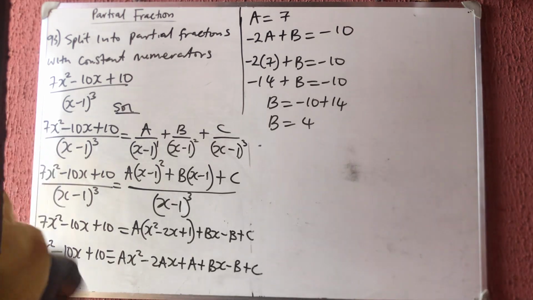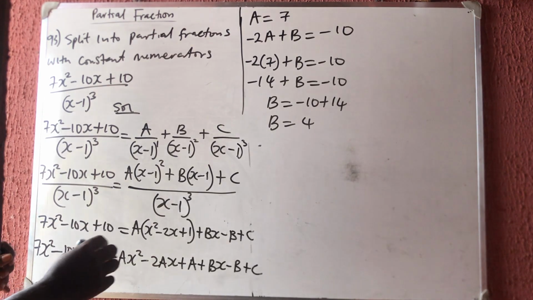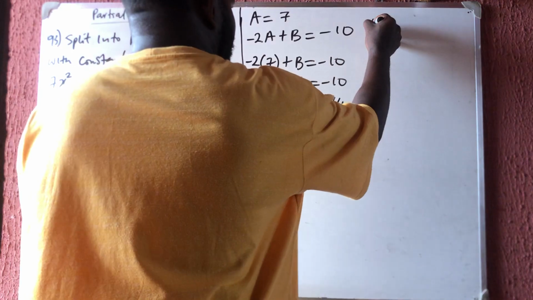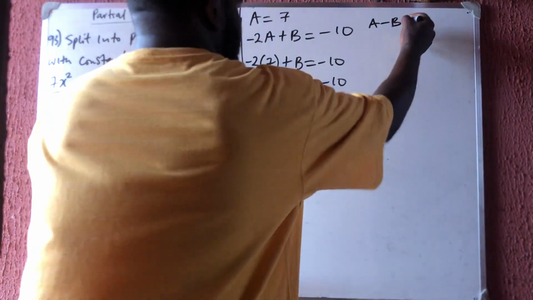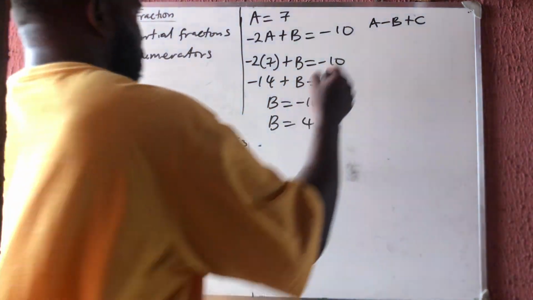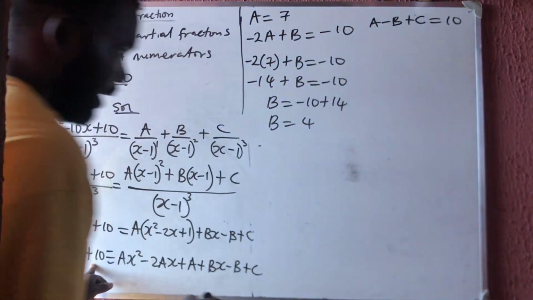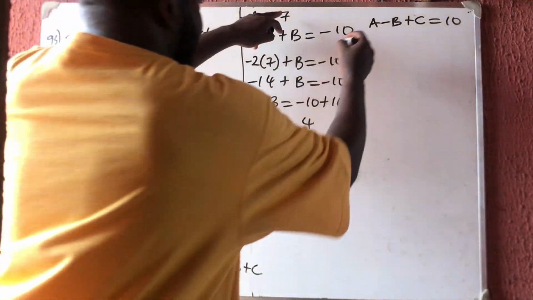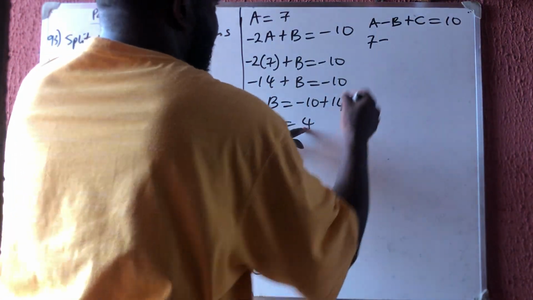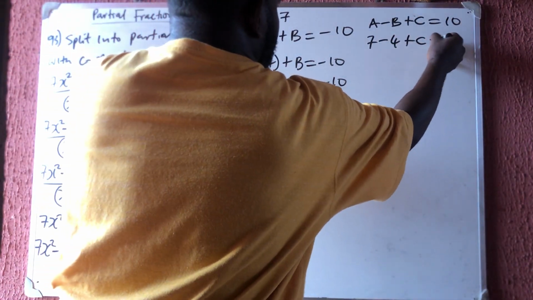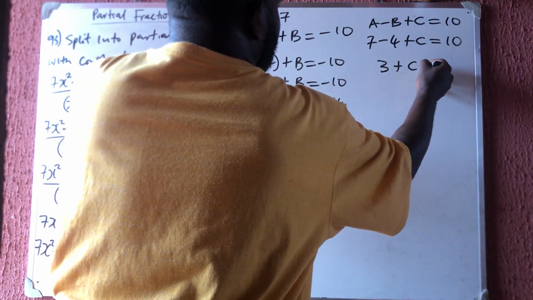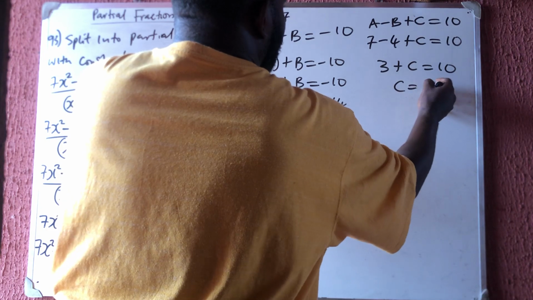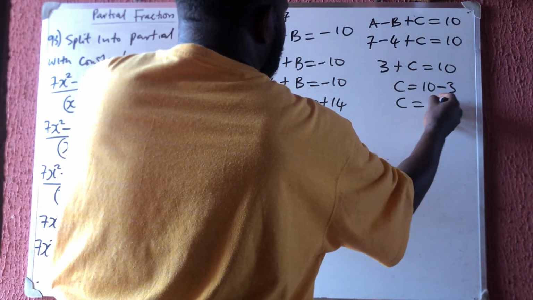So finally, who does not have x at all? A does not have x, minus b does not have x, plus c does not have x, and they should be equal to 10 that does not have x. So let me substitute. I have 7 minus 4, then plus c is equal to 10. This minus this will give me 3 plus c is equal to 10. So my c will now be 10 minus 3. So my c is 7.